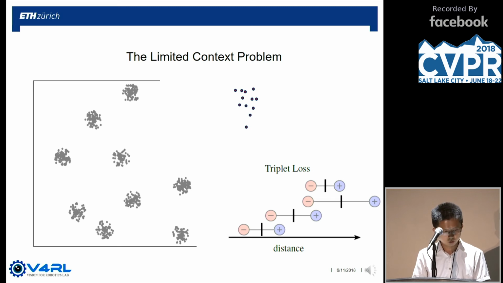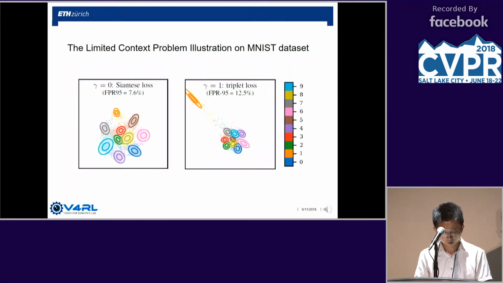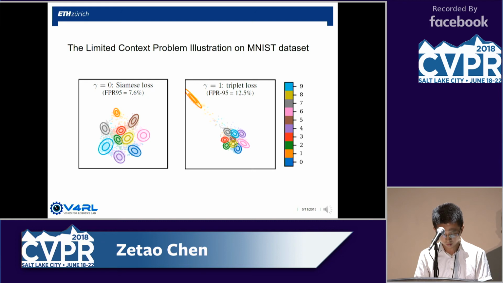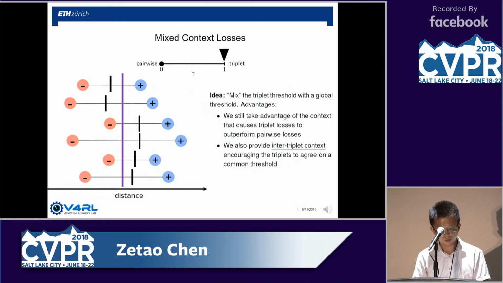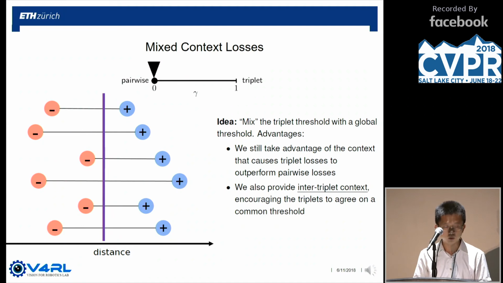To show this, we train both CMS and triplet networks to learn a 2-dimensional descriptor on the MNIST dataset. The right figure shows that if you look at the digit 1, it is actually badly scaled. Large positive distances in digit 1 are compensated by just pushing that cluster away from the others. In this work, we propose our mixed context loss, which combines the triplet threshold with a global threshold. The motivation is to bring together the best of both advantages, the fast learning of the triplet network and the consistent scaling of CMS losses.